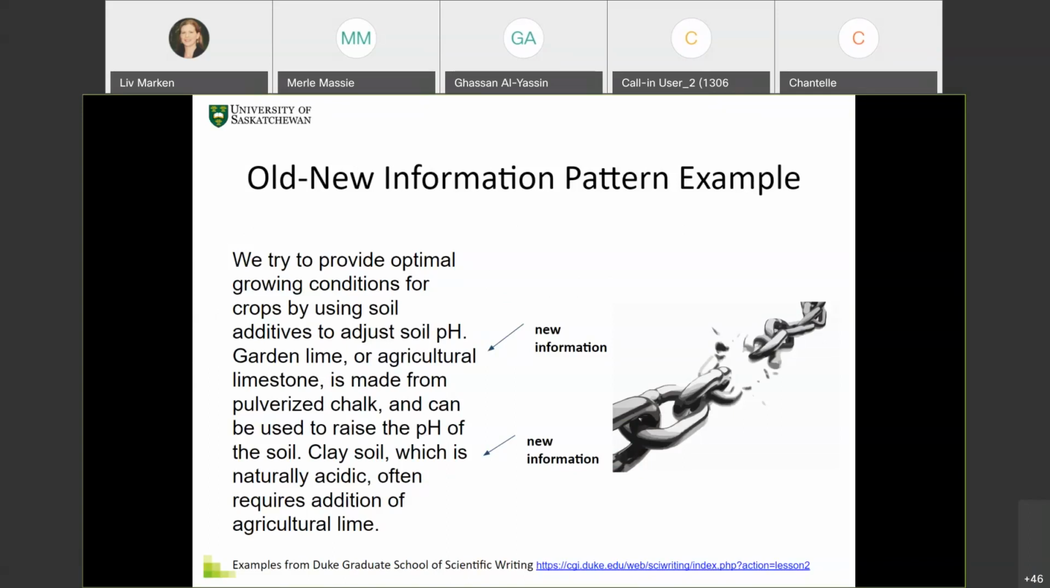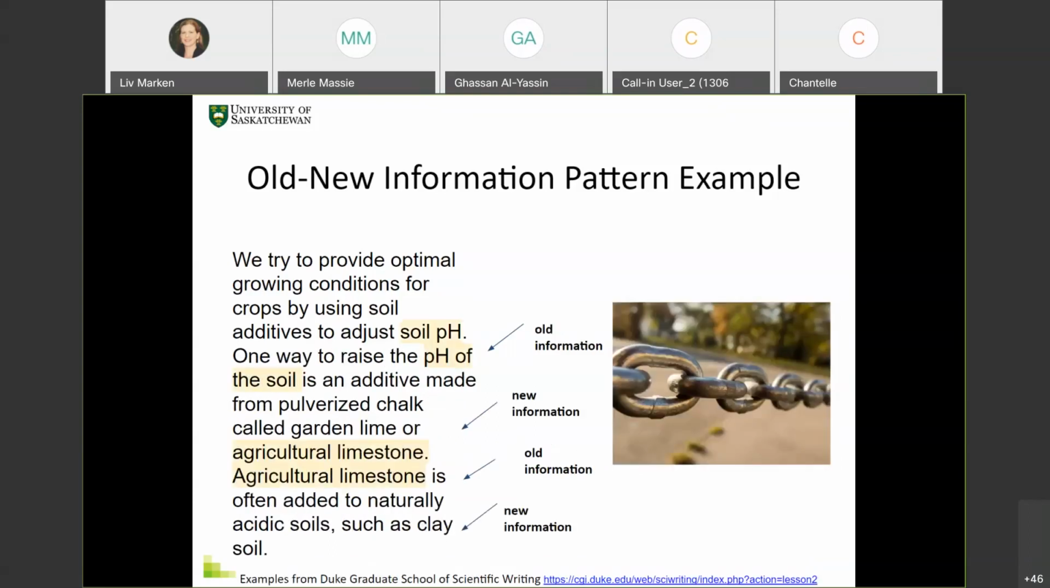So here's an example of a poorly done series of 3 sentences that aren't really connected because new information is introduced at the beginning of each sentence. For the first sentence, we try to provide optimal growing conditions for crops by using soil additives to adjust soil pH. And then the next sentence starts all of a sudden with garden lime, but the pH is mentioned at the end of the sentence. So if you can reorder things sometimes to take what's toward the end of a sentence, at the beginning of the next sentence, hook it in. If you rearrange the order, the reader can see those links in the chain even better. And then again, in that third sentence, you're introducing new information as well.